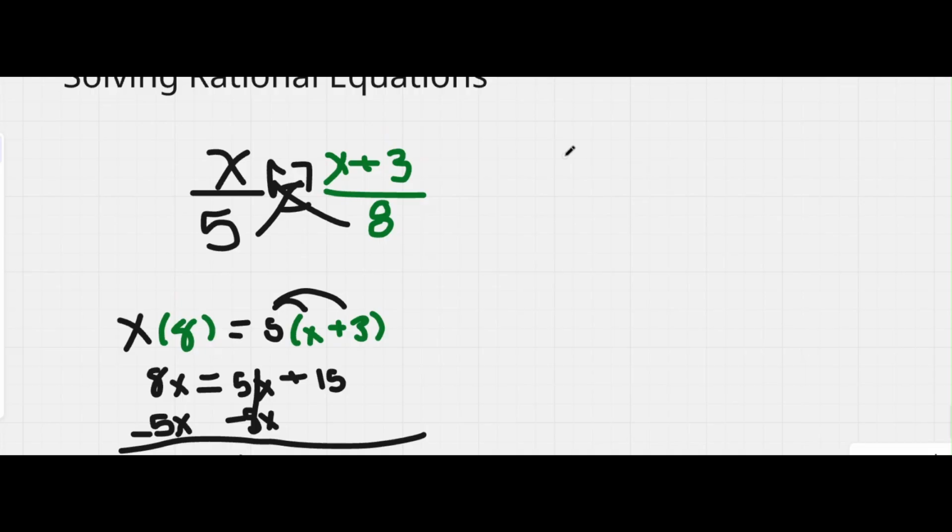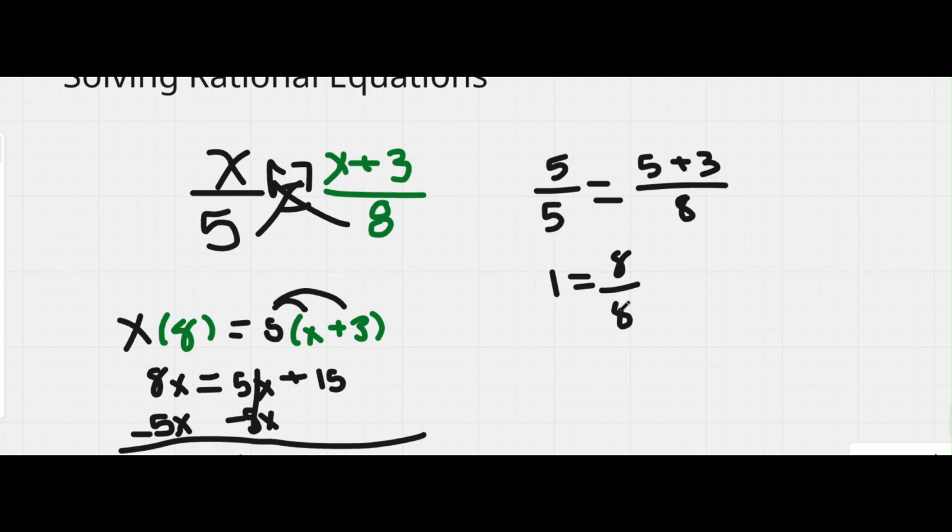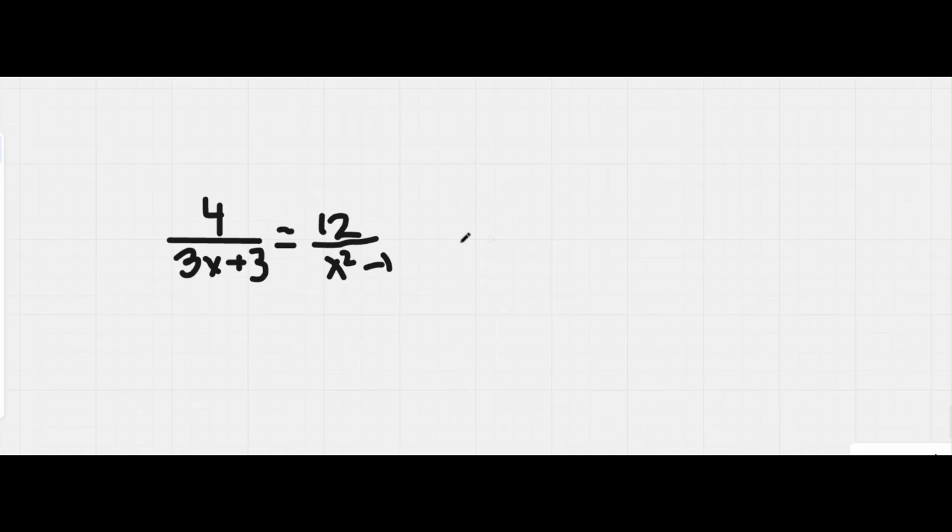Let's check our answer. 5 over 5, because we're substituting the number 5 everywhere we see x, equals 5 plus 3 over 8. Is that true? Well, 5 over 5 equals 1, and 5 plus 3 equals 8 over 8, which equals 1. Which will give us 1 equals 1. And that is true. So this one is correct. Let's go to the next one.